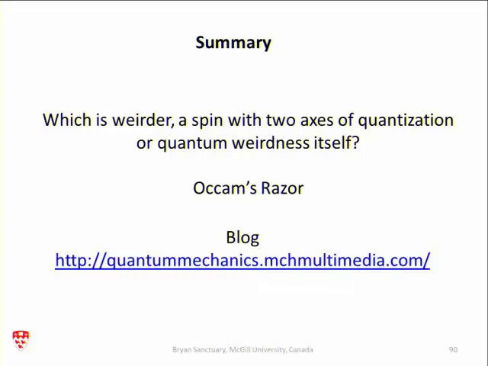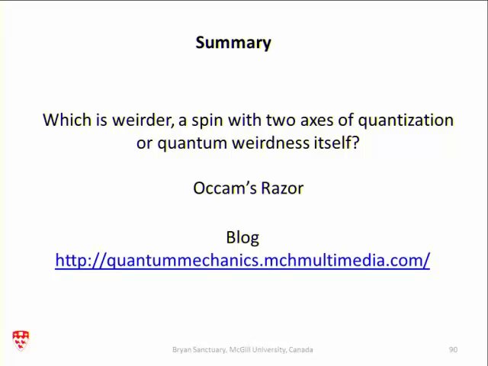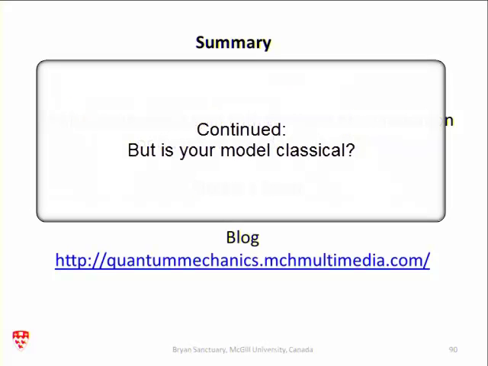Okay, so the question basically is that Bell's inequalities are classically derived. Why am I using them with quantum systems and showing violation? Bell's inequalities are a great tool to distinguish between quantum and classical correlation. All classical correlations satisfy Bell's inequalities, and the fact that quantum mechanics doesn't satisfy them means there's non-classical correlation there. They're used as a way to measure the difference between quantum and classical correlation.